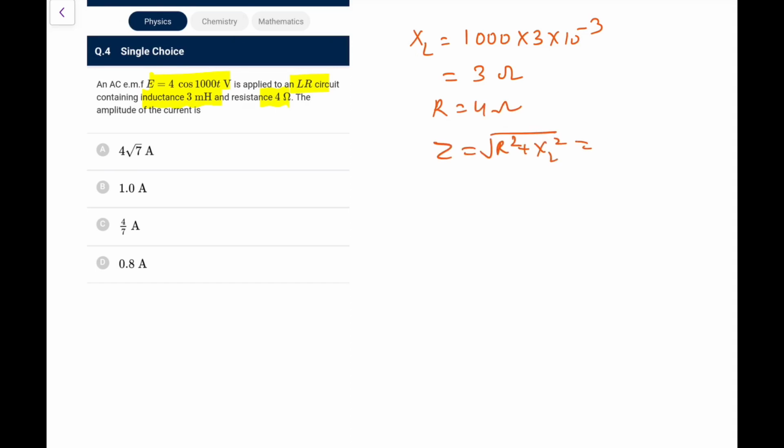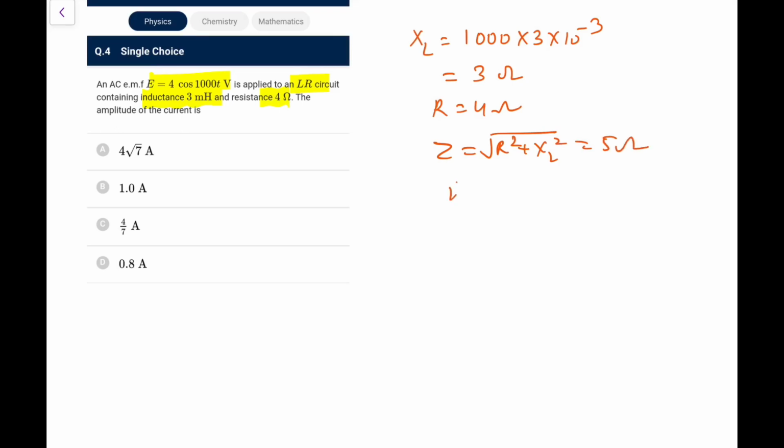Next, an AC EMF 4 cos 1000t is applied to an LR circuit containing inductance and resistance. The amplitude of the current in this circuit is asked. First of all, what is XL? XL would be 1000 into 3 into 10 to the power minus 3. This comes out as 3 ohms. R is 4 ohms. So Z you can make out is the square root of R square plus XL square, which would be equal to 5 ohm.